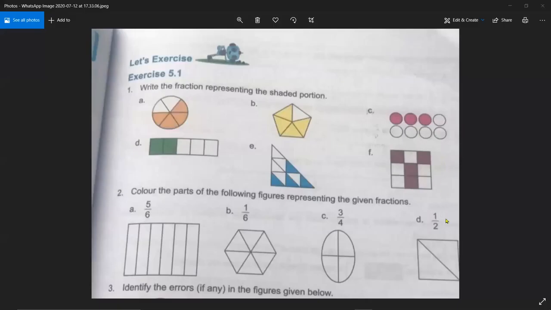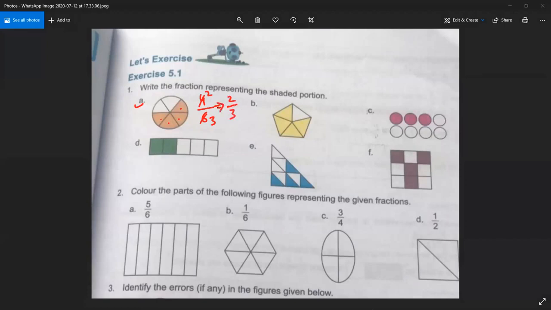Okay, Mr. Sarthak. Write the fraction representing the shaded portion. What will be the answer for this? 4 by 6. Counting 1, 2, 3, 4. 4 by 6. Correct. And I can reduce it to 2 by 3. Is it okay?